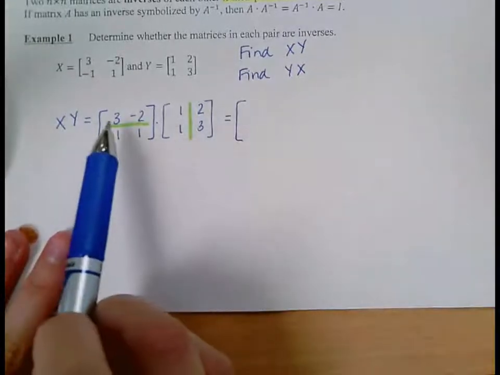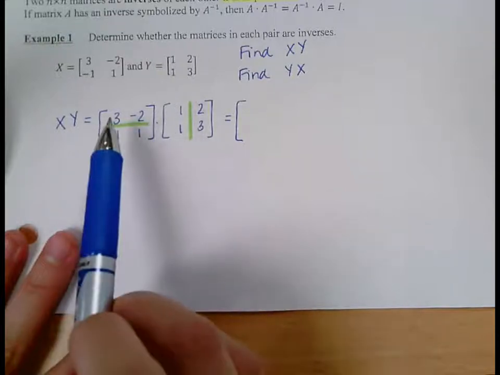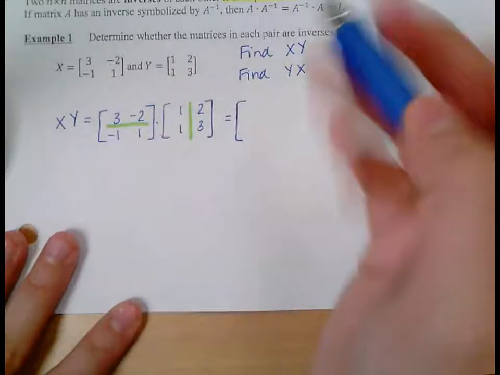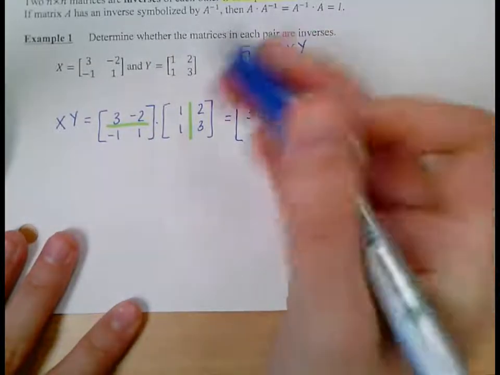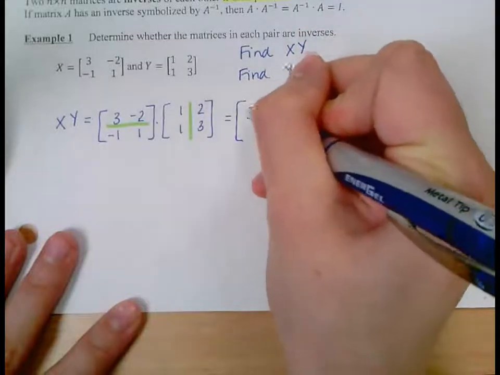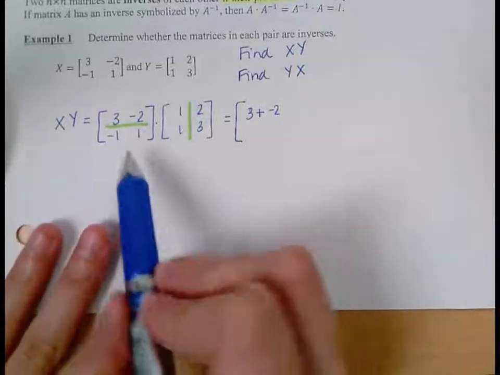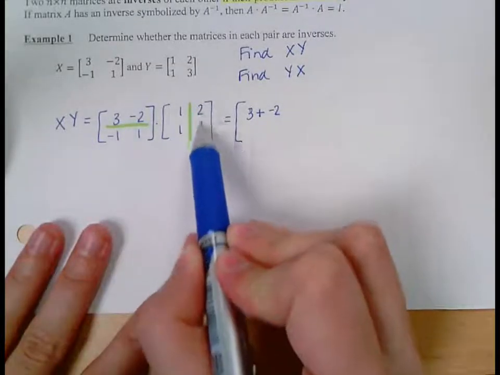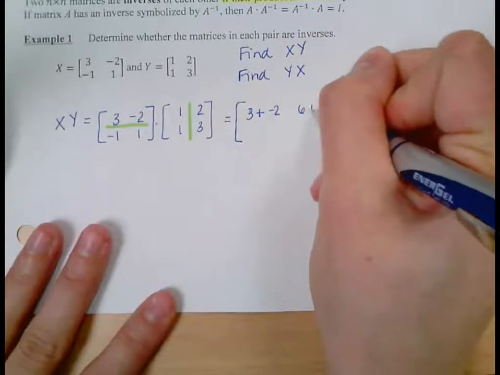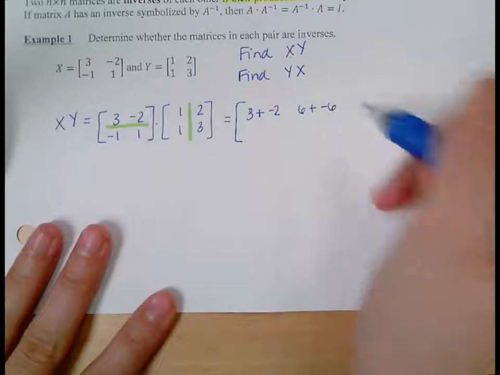So I'm going to start out, multiply row 1 by column 1. So that's 3 times 1, first elements multiplied together. That's 3 plus negative 2 times 1 is negative 2. So that first element in row 1, column 1 is going to just be 1. And then I multiply row 1 by column 2. So 3 times 2 is 6, plus negative 2 times 3 is negative 6.